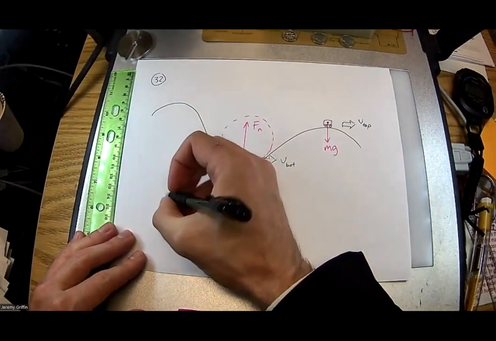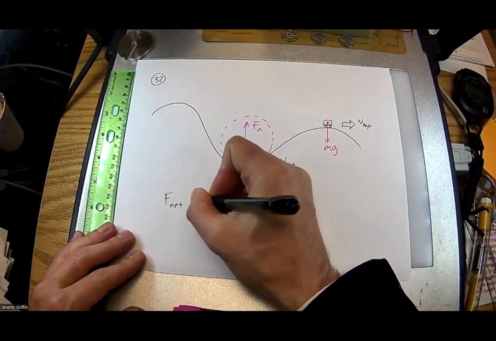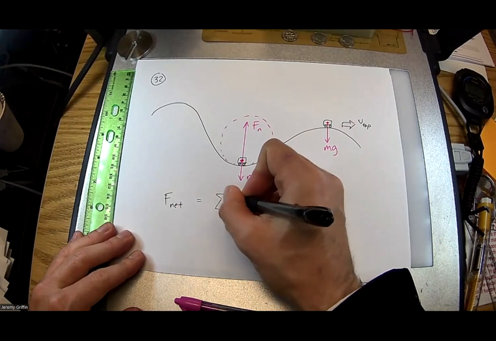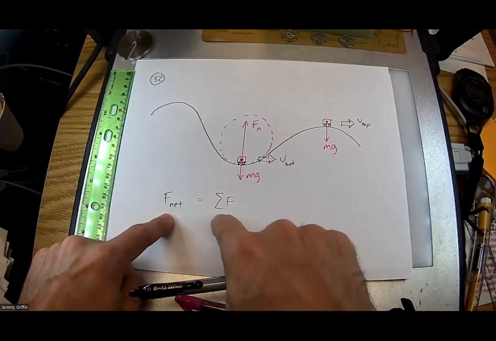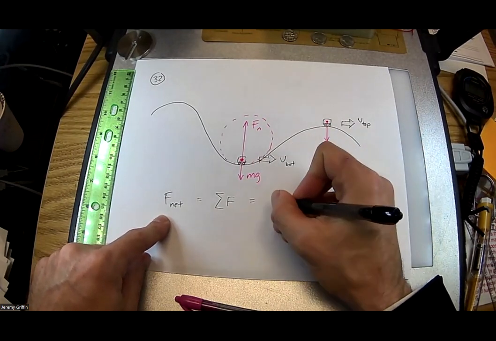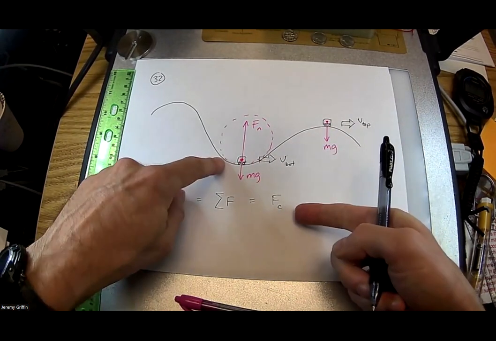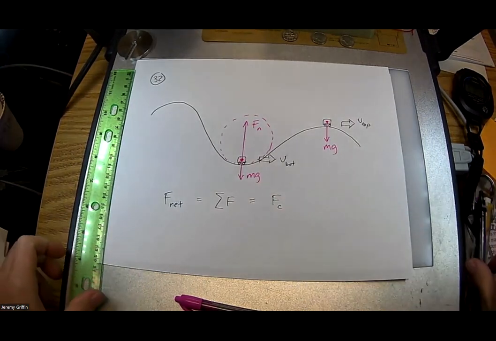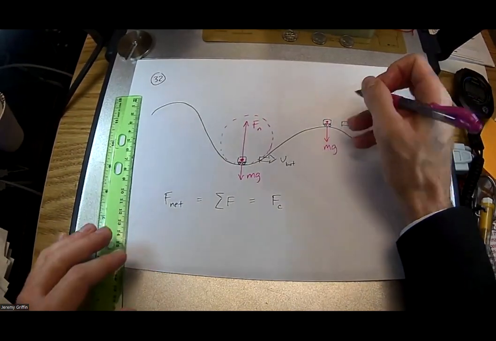Okay. So the net force, or sometimes I write it this way, sum of forces, but you guys know that's the same thing, right? The sum of the forces is the net force. Could you say it is the centripetal force in this case? Right? Okay. And then what about the top here?